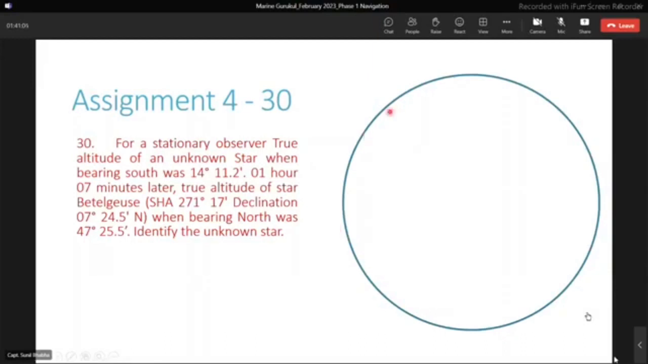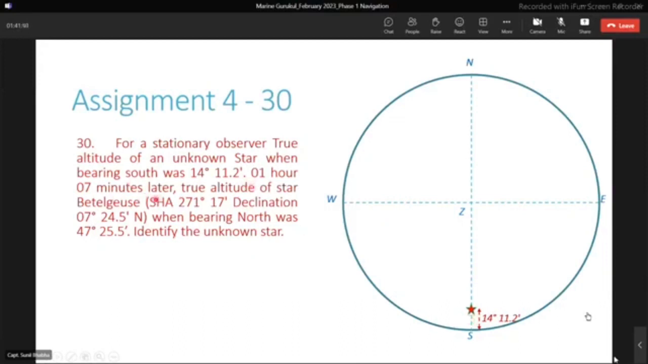Let's make the rational horizon diagram. We have the rational horizon, points N, E, S, W marked. Let's mark the center as the zenith of the observer. The information given in the question is that the unknown star was bearing south. That means line Z to S, south bearing, and altitude 14 degrees 11.2 minutes. So from the horizon, which is point S, we are 14 degrees 11.2 minutes away. Let's mark 14 degrees 11.2 minutes, and this is where the unknown star is. We have the unknown star in our rational horizon diagram.